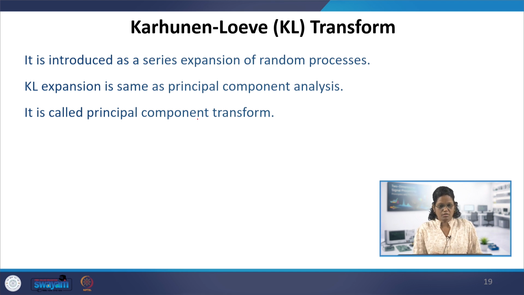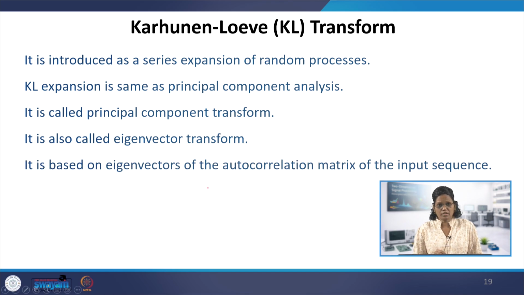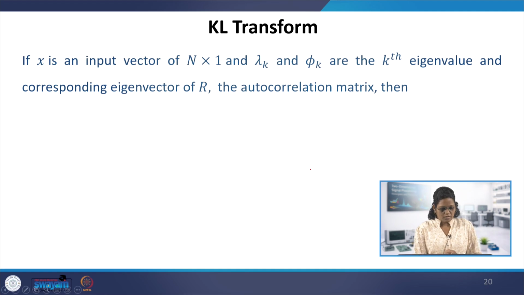Because it is similar to principal component analysis, it is also called the principal component transform, and also the eigenvector transform. It is based on the eigenvectors of the autocorrelation matrix of the input sequence. So first we need to know the input sequence, its autocorrelation matrix, and how the eigenvalues and eigenvectors are related. If x is the input vector of size n cross 1, then lambda k and phi k are the kth eigenvalue and corresponding eigenvector of R.